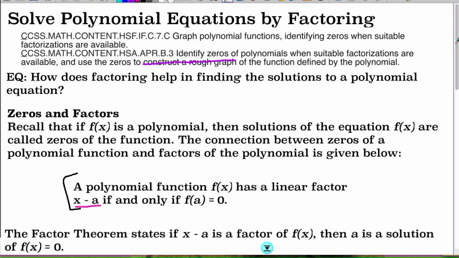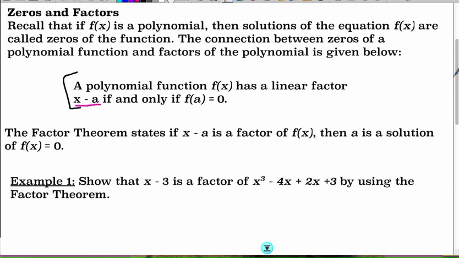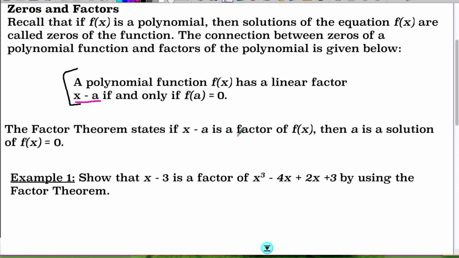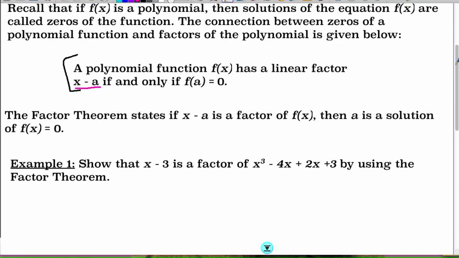So if we take a look at this, this will be something that you will want to add to your notes. The factor theorem states that if x minus a is a factor of f of x, then a is a solution to the function itself. So we are going to use this today, specifically in this example, so we can get started with this example so the video is not too long for you.